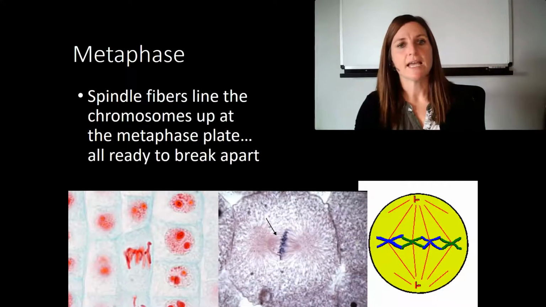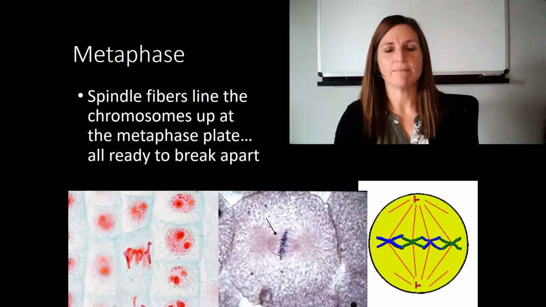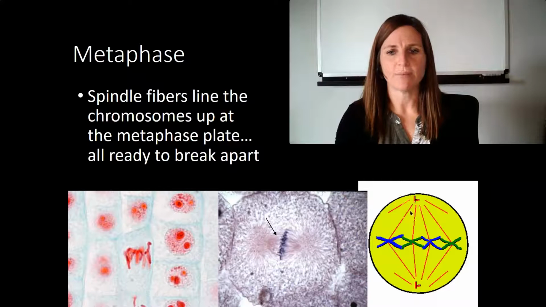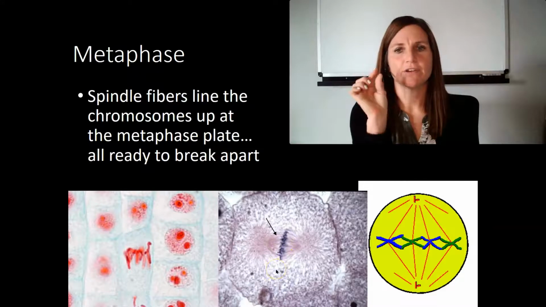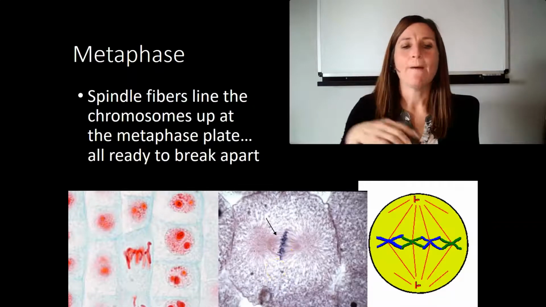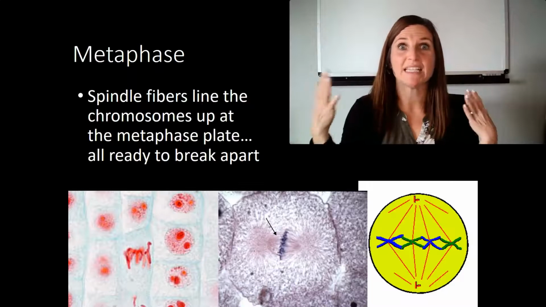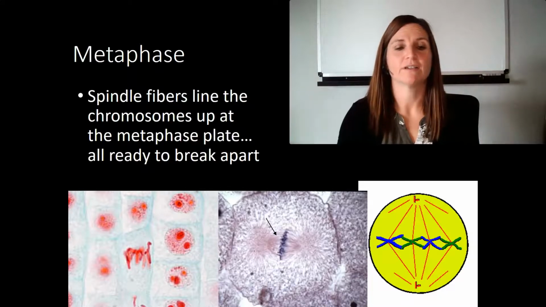After prophase comes metaphase. And so in metaphase, the spindle fibers have attached to the chromosomes and they have lined them up along the metaphase plate. This can look really nice and tidy. This is in a fish embryo, so this is in an animal cell. And animals have very small chromosomes. Plants, however, have really large mangled chromosomes.